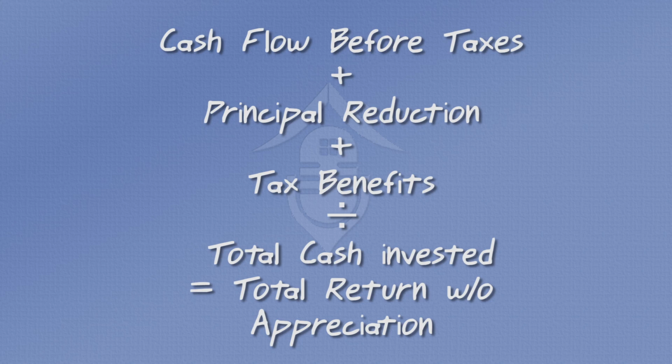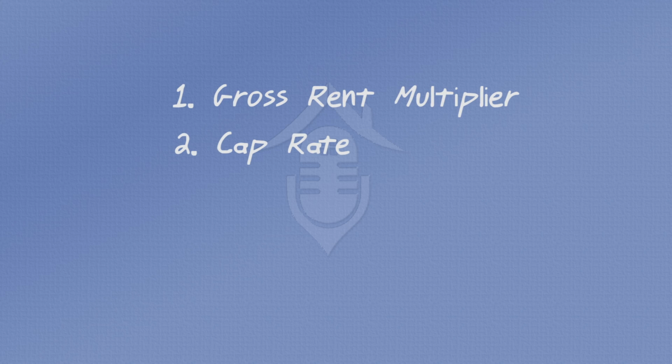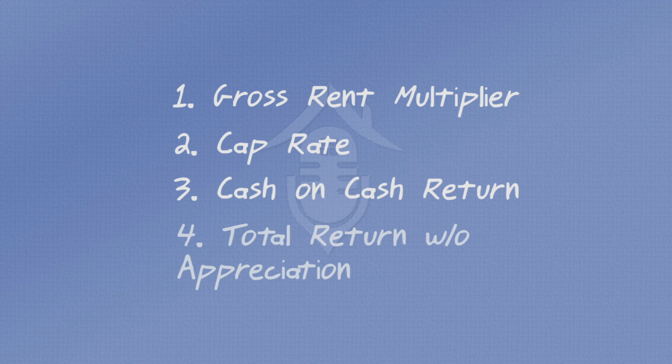That's the number that takes into account your income, your expenses, your cost of money, and your tax benefits like depreciation. So I've taken as much information as I can, and I've put in 3 or 4 legs to that stool so I can sit on that stool and be comfortable and know that I've got a good idea of what that property is going to do for me. So those are the different kinds of returns that you'll hear a lot about. That's the gross rent multiplier, the cap rate, the cash on cash return, and the total return without appreciation.